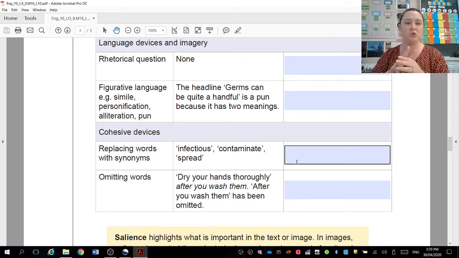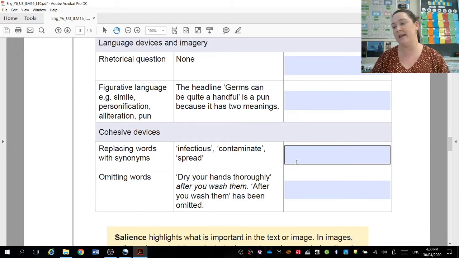Okay, replacing words and omitting words. Now, these are two cohesive devices. I think we talked about cohesive devices in either lesson 1 or 2. If you can't remember what they are, go back and watch that segment of the video. So, replacing words with synonyms. The reason we replace words is so that we aren't being repetitive. So instead of saying wash your hands, you could say clean your hands.